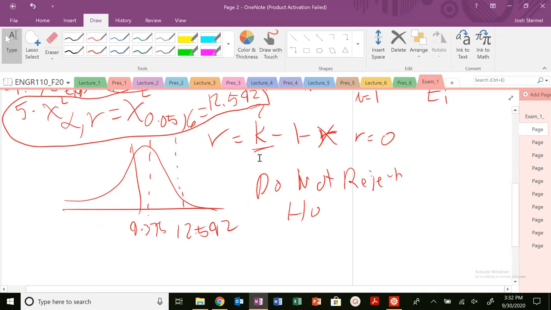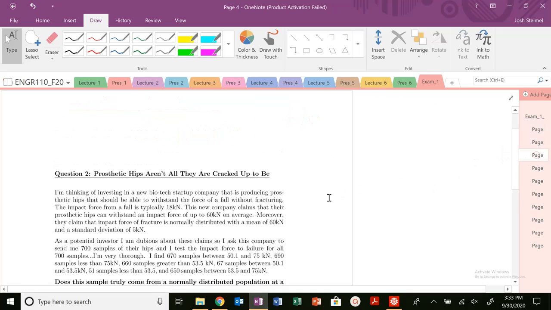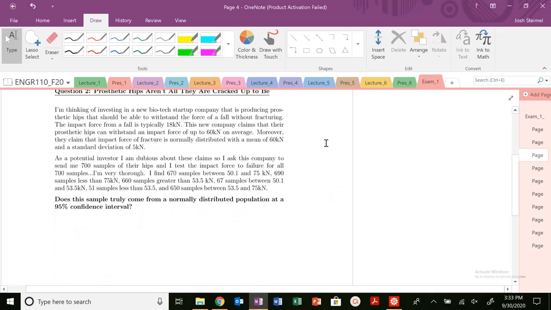We're going to tackle the next problem, which is going to be a little bit more difficult. You're going to see it's our old friend, another chi-square test, but this time we're going to look at a normal distribution. So more on that in the next video.